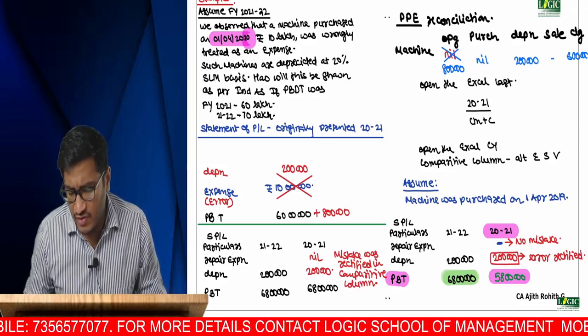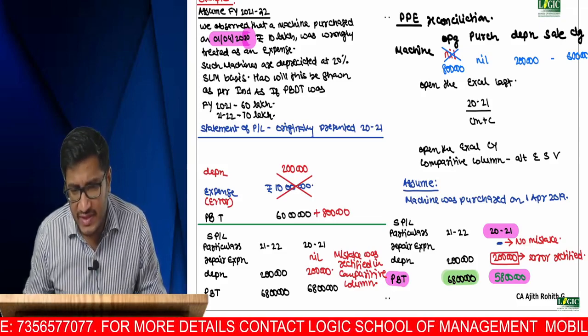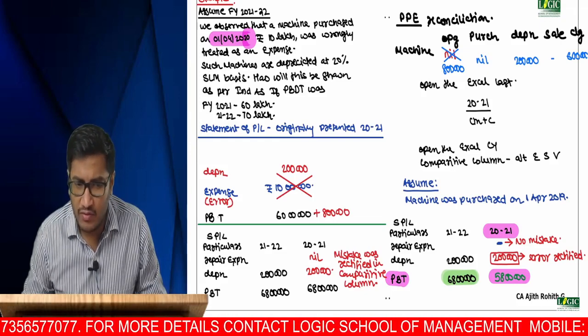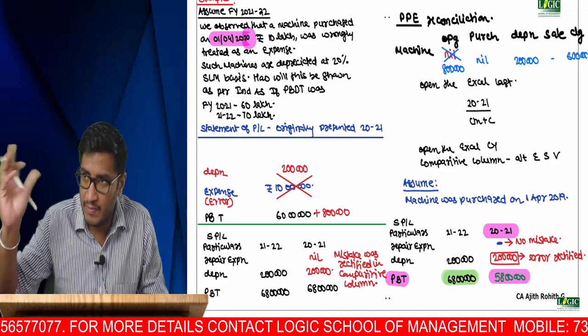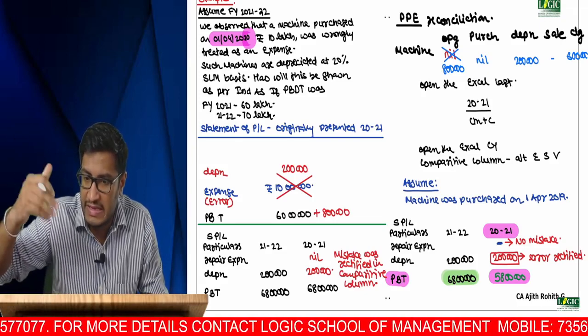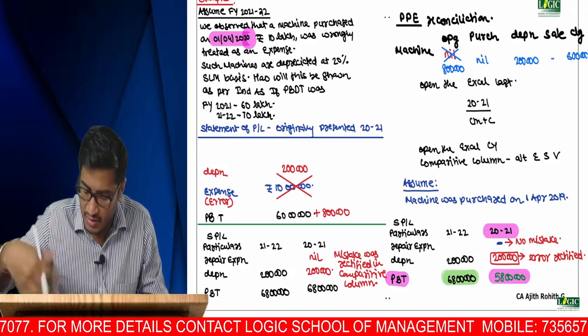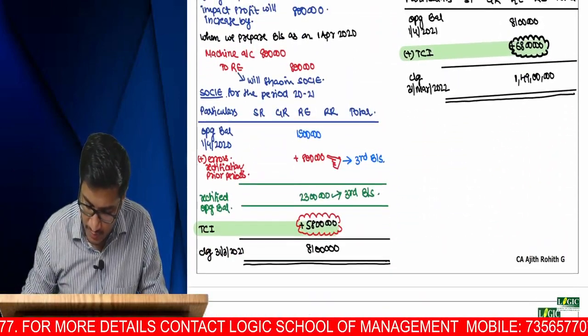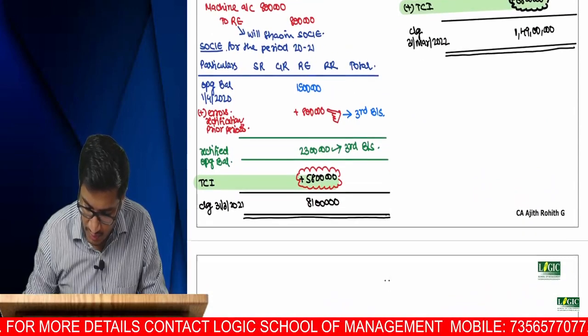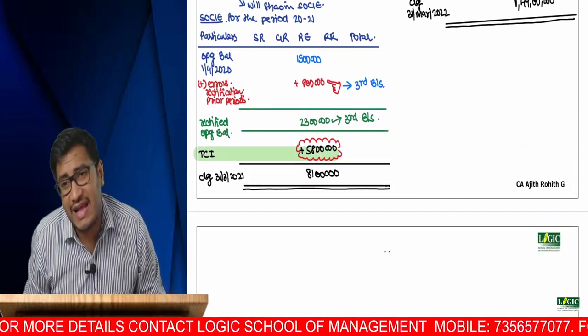So when we prepare SOCI, always try to start with the previous year, the comparative year first. Okay, that will be more helpful. Prepare the previous year so that you get the revised opening balance for the current year. Then the preparation will be clear. So SOCI, first of all, I've started with last year.